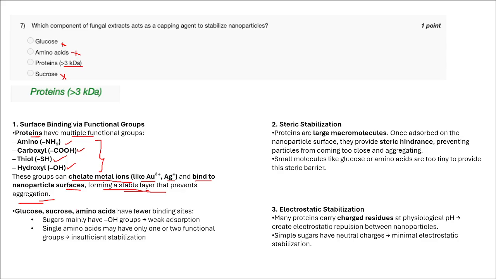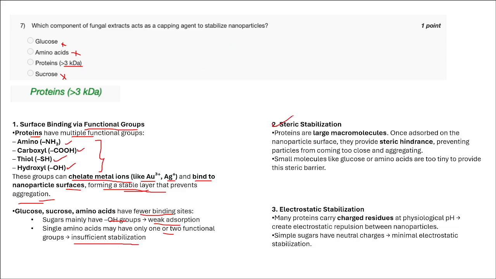But in the case of glucose, sucrose, and amino acids, they have far fewer binding sites. They do not have as many binding sites as proteins. Sugars mainly have OH groups, which give weak adsorption, and single amino acids may have only one or two functional groups, which leads to insufficient stabilization. So because of the functional groups presented by these protein molecules, they act as stabilizing agents.